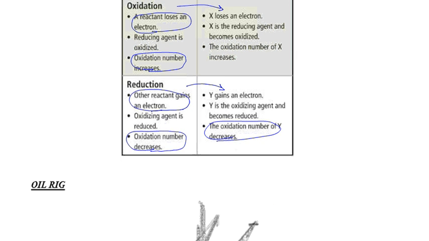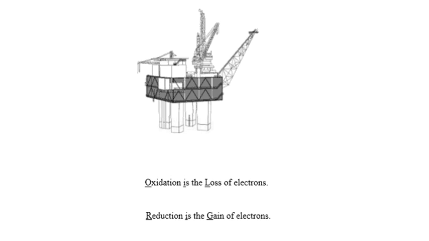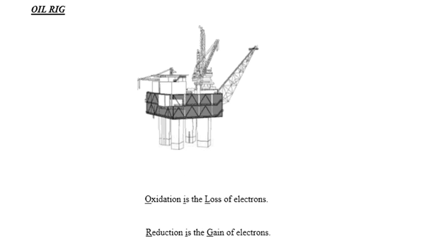Earlier in the year, we mentioned an oil rig. So oxidation is the loss of electrons, oil. Reduction, rig, is the gain of electrons. So oxidation, the charge goes up because it loses electrons. Reduction, the charge goes down because it gains electrons.